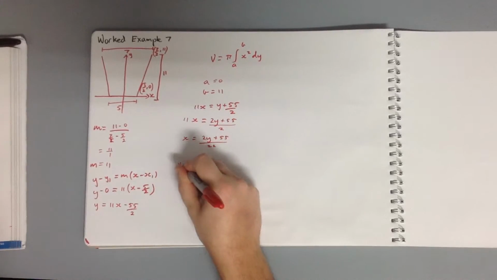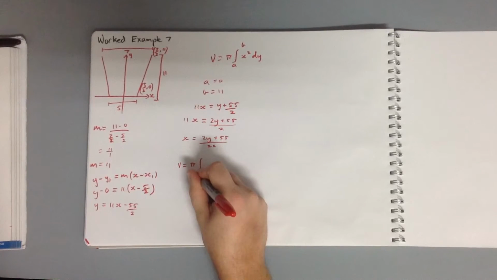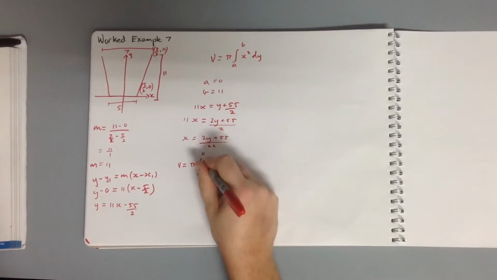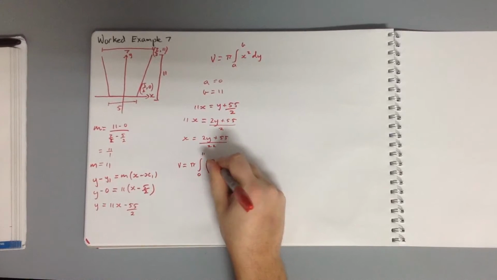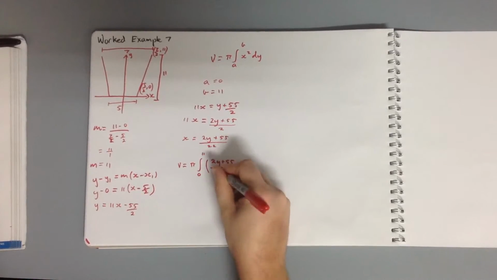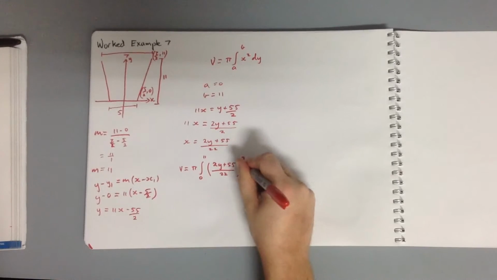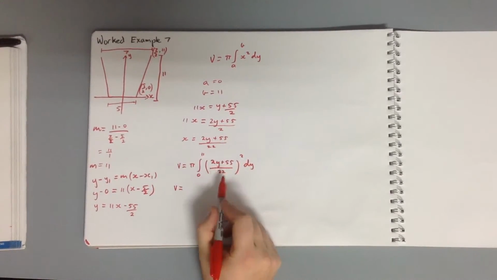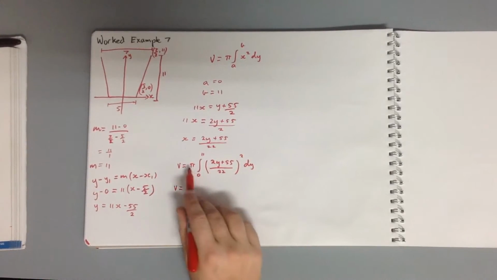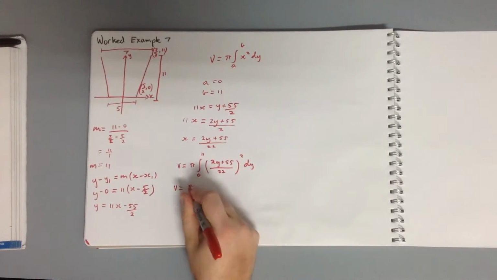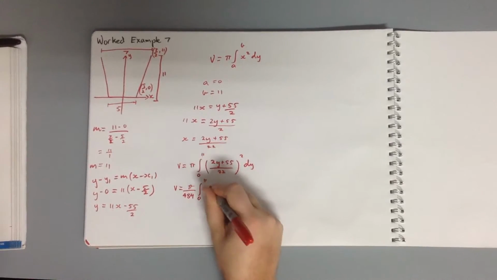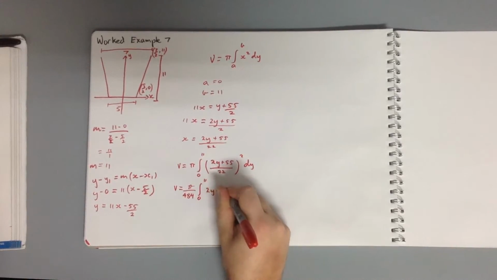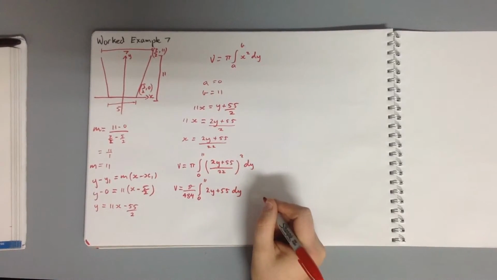So V equals pi times the integral from 0 to 11 of 2y plus 55 on 22, squared, dy. Well, 22 squared is 484, so bring 1 on 484 out, because it's just a constant, and say pi on 484 times the integral from 0 to 11 of 2y plus 55 squared dy. That makes it a little bit easier.